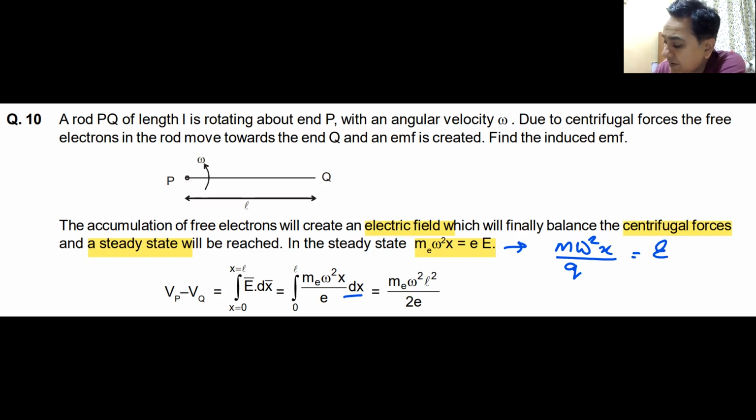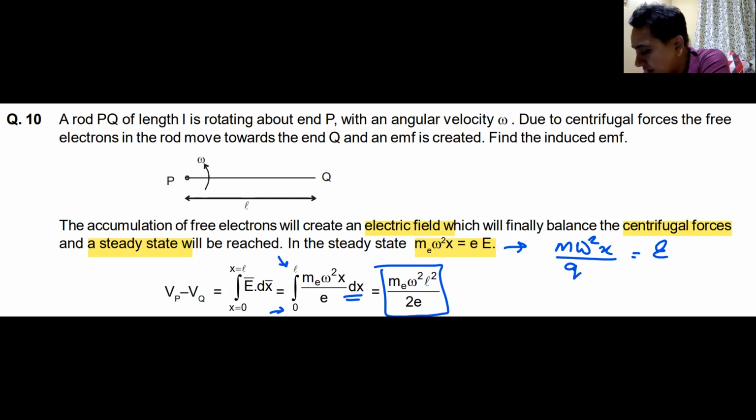You multiply this by dx and you integrate it from 0 to L. You will get the potential difference between the two ends of the rod, and that will be equal to m omega square L square by 2q. Did you get this one, beta? Yes, sir.